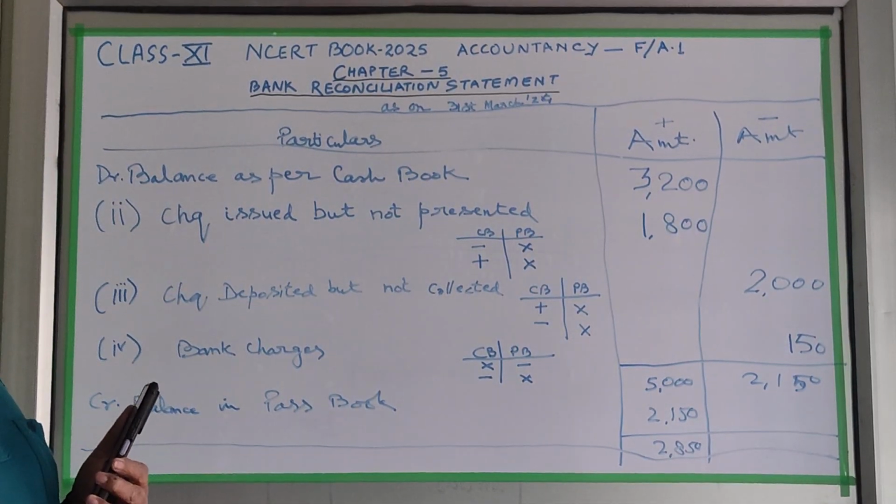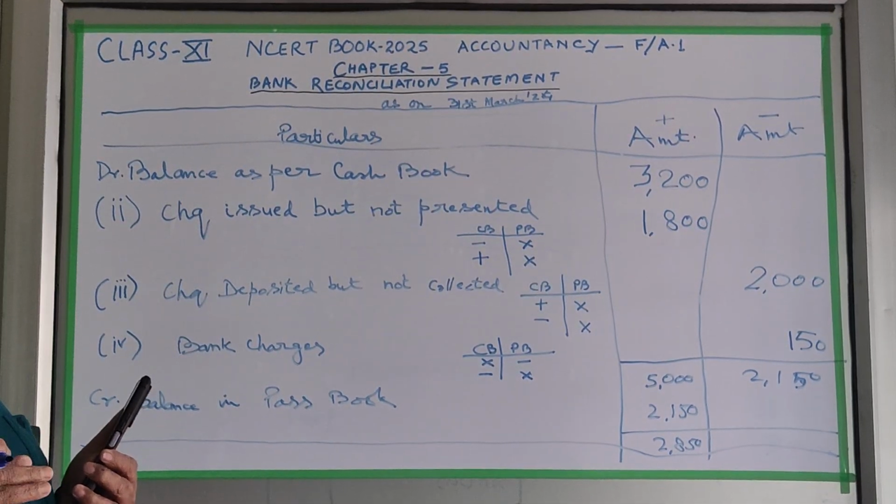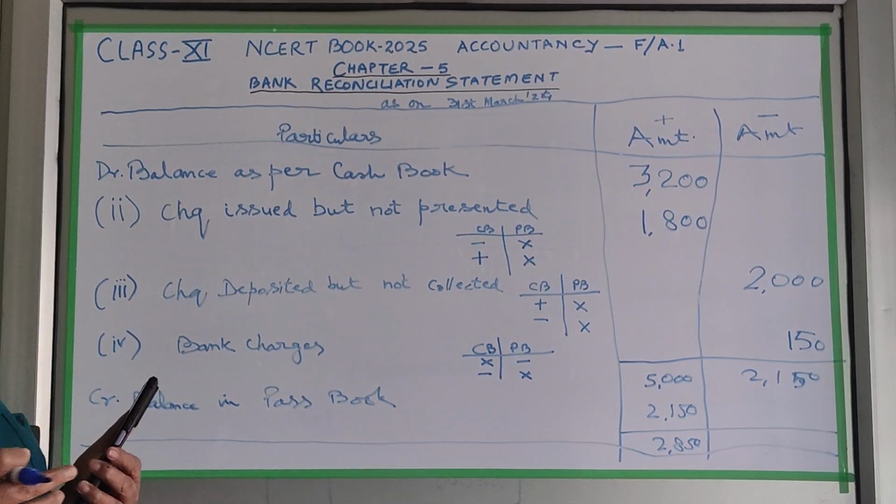Now we will solve the second question, the third question. One question we are skipping. The third question of this book we are going to solve.